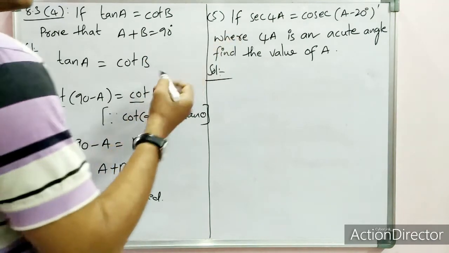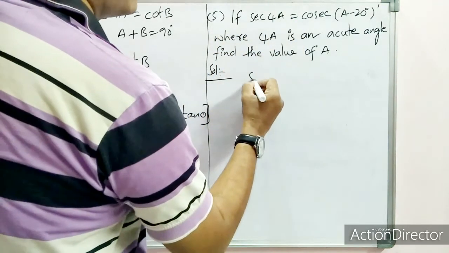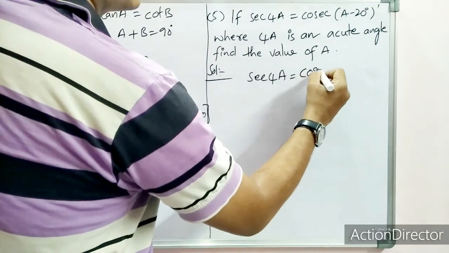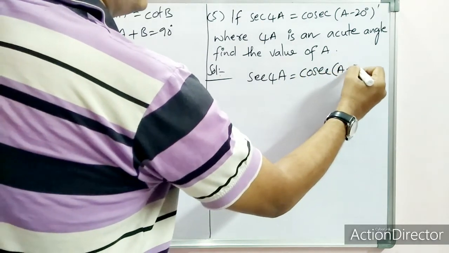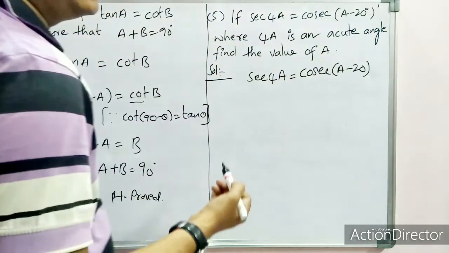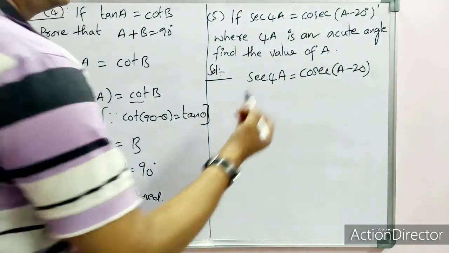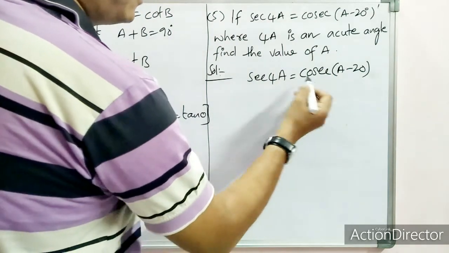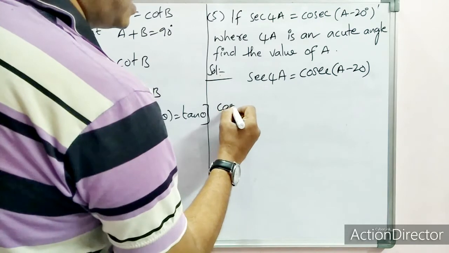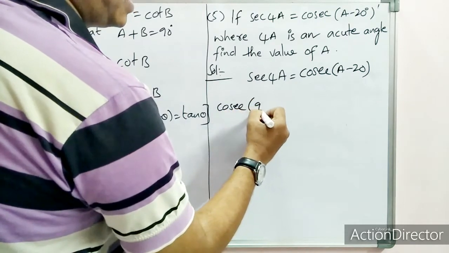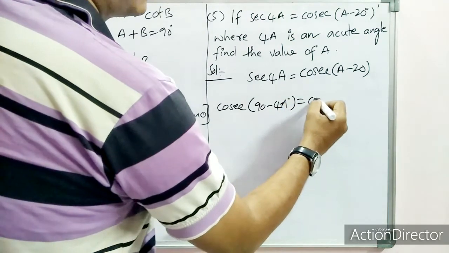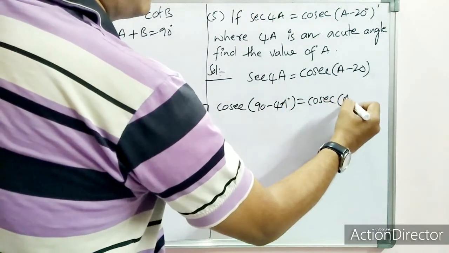Now the fifth question: it is given that sec 4a is equal to cosec (a minus 20), where 4a is an acute angle, less than 90. Now find the value of a. So write secant in terms of cosecant. I can write cosec (90 minus 4a) equals cosec (a minus 20).